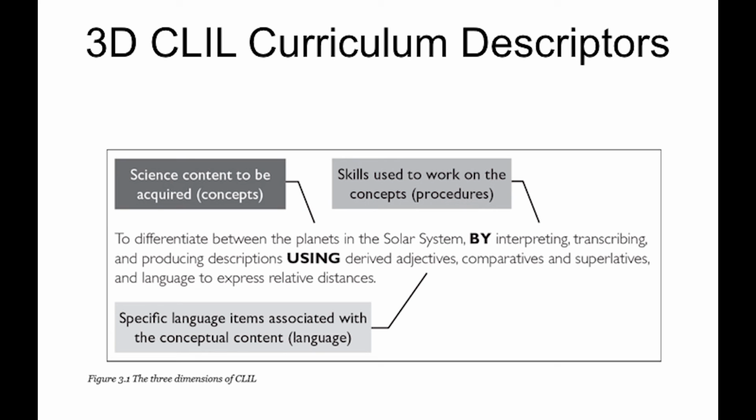And through what means. So the students would naturally produce language to do with adjectives from the text that they're transcribing and dictating, comparatives and superlatives, and there'd be language to do with describing ranges of temperatures and distances between the planets and the sun, and all of that would be done through the procedural skill of transcribing and producing descriptions in their pairs. That's how you can use the three dimensions of CLIL for preparing lessons.